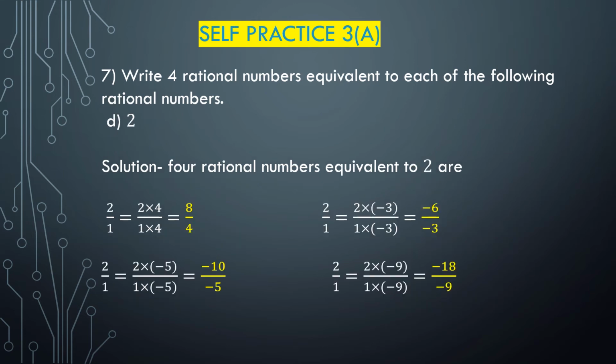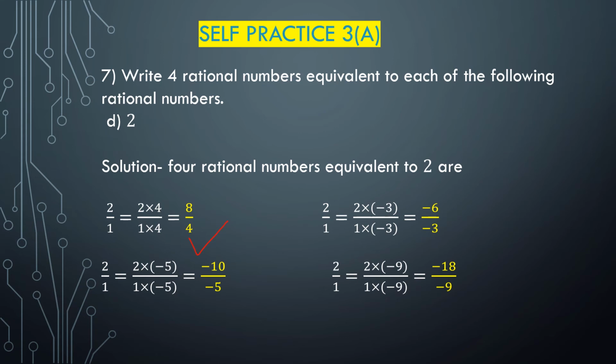Now we solve question number 4, part D: 2. Four rational numbers equivalent to 2 are, if we multiply the number 4 with both numerator and denominator of 2, we can write 2 as 2 divided by 1. If we multiply the number 4 with both numerator and denominator of 2 divided by 1, we get 2 multiplied with 4 is 8, and 1 multiplied with 4 is 4. So we get 8 divided by 4, which is equivalent to the rational number 2 divided by 1.